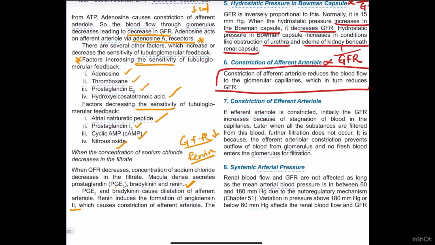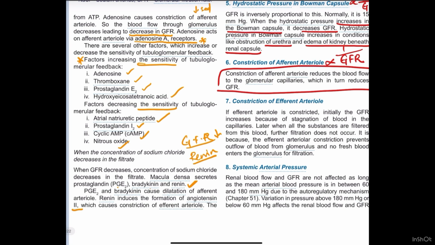Okay, done. Constriction of the efferent arteriole. Initially the GFR increases because of the stagnation of blood in the capillaries. Later, when all the substances are filtered from the blood, further filtration does not occur. It is because efferent arteriole constriction prevents the outflow of blood from the glomerulus, so no fresh blood enters the glomerulus for filtration. So this is also helping you see.